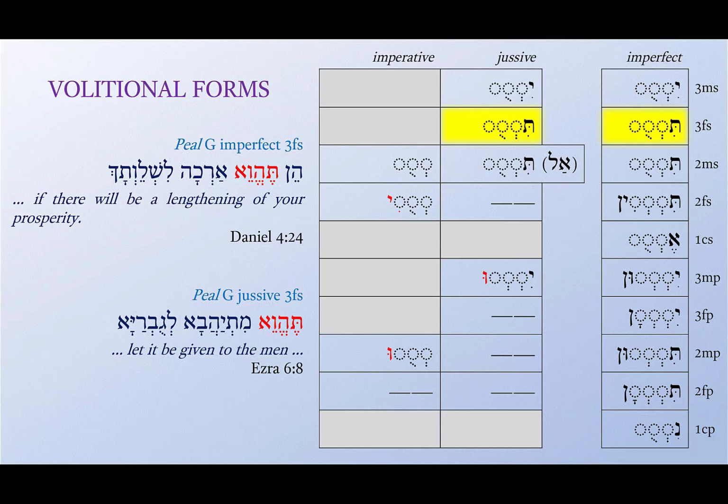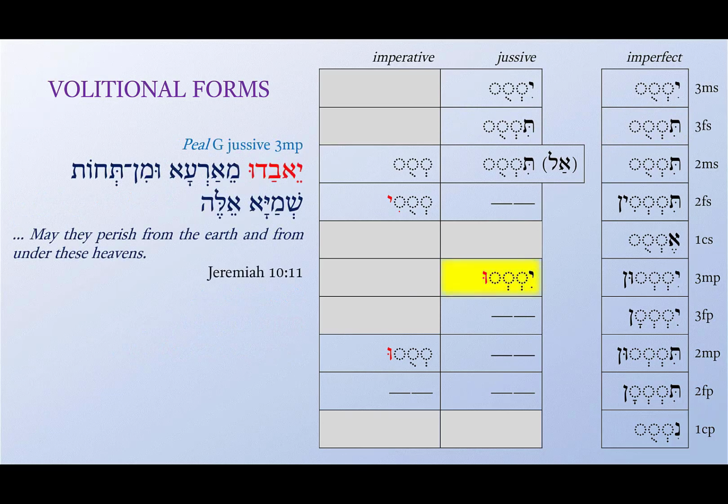We're going to cover what's different between those two forms in a moment, but these are the same. As you can see in Daniel 4:24, the example on the top, and then Ezra 6:8, the example on the bottom, identical forms, where you have, if there will be, that's, you see in red there, a lengthening of your prosperity, or let it be given to the men. That's the jussive idea. Yes, that's a jussive, we know from context, but we don't have any morphological cue to know that in Ezra 6:8 we're looking at a jussive, whereas in Daniel 4:24 it's an imperfect third feminine singular.